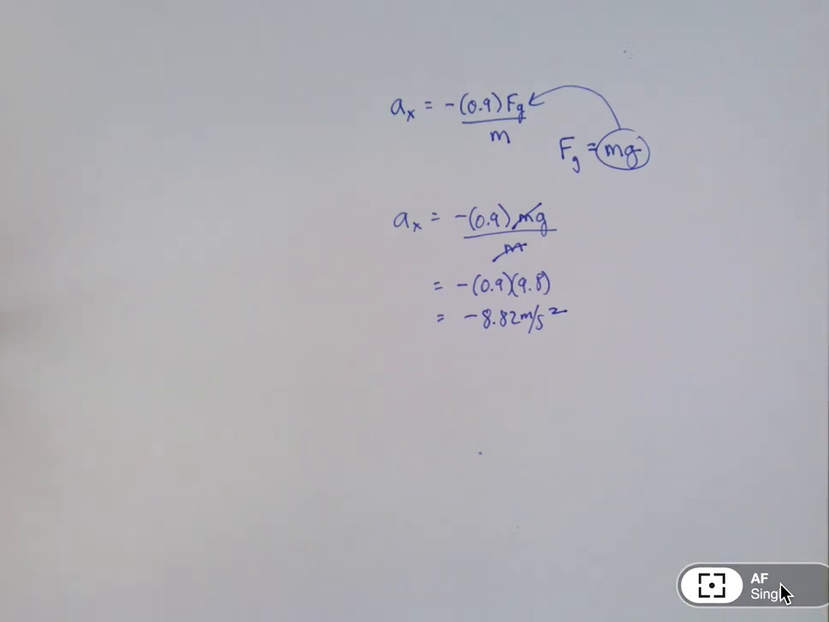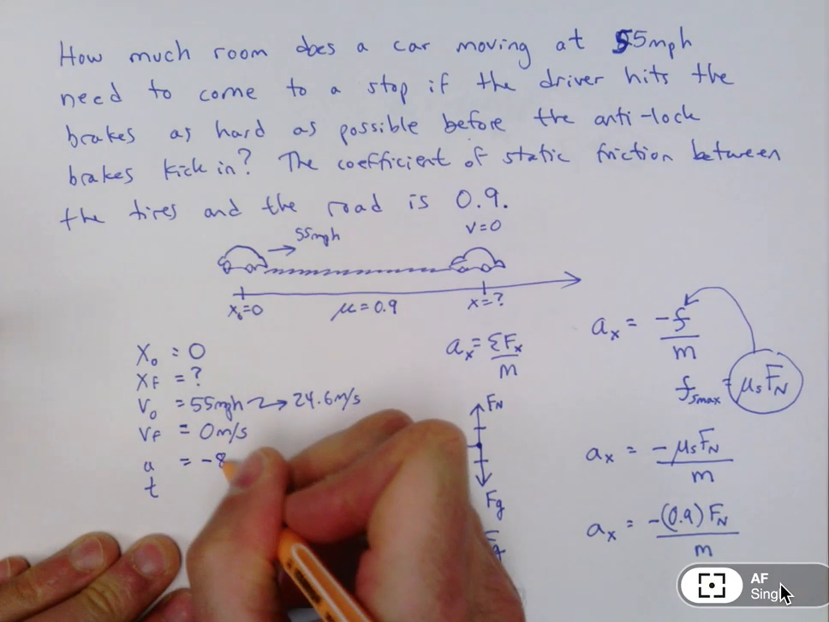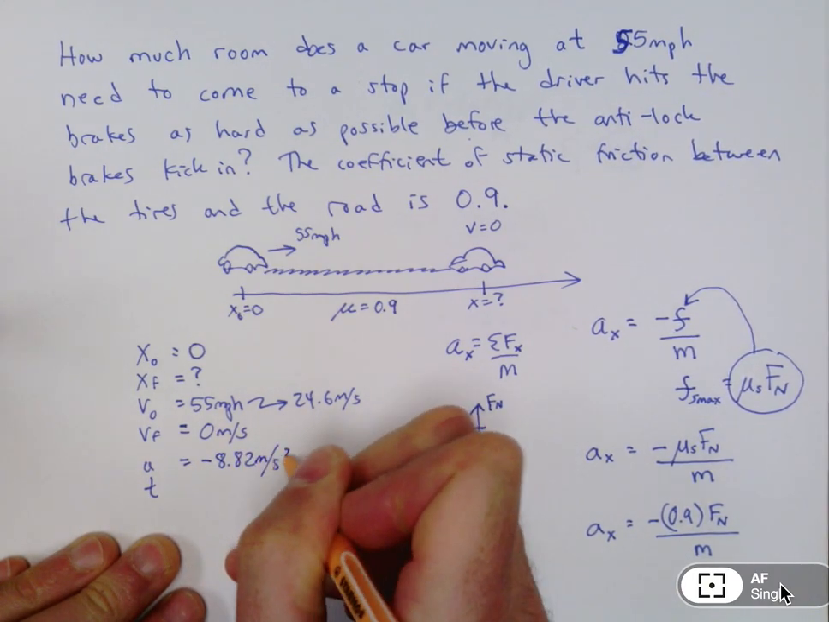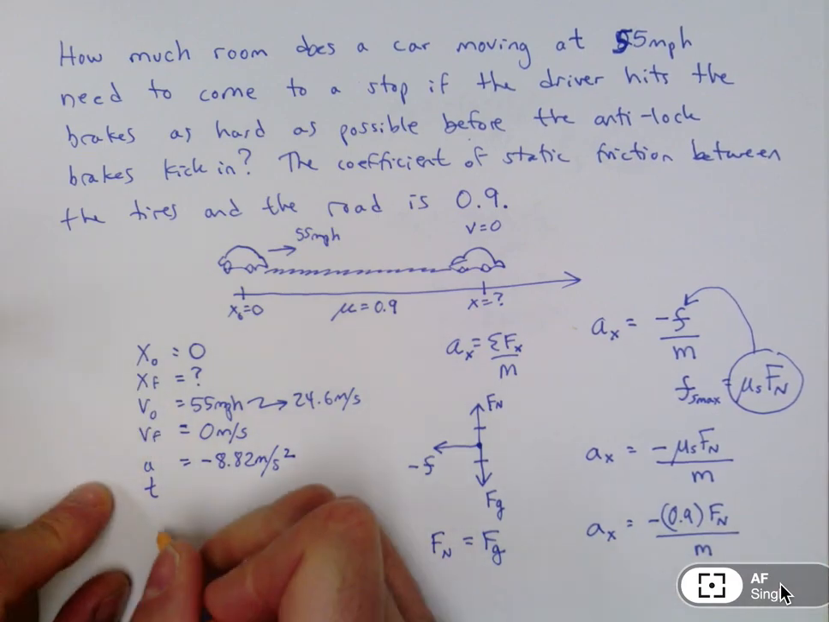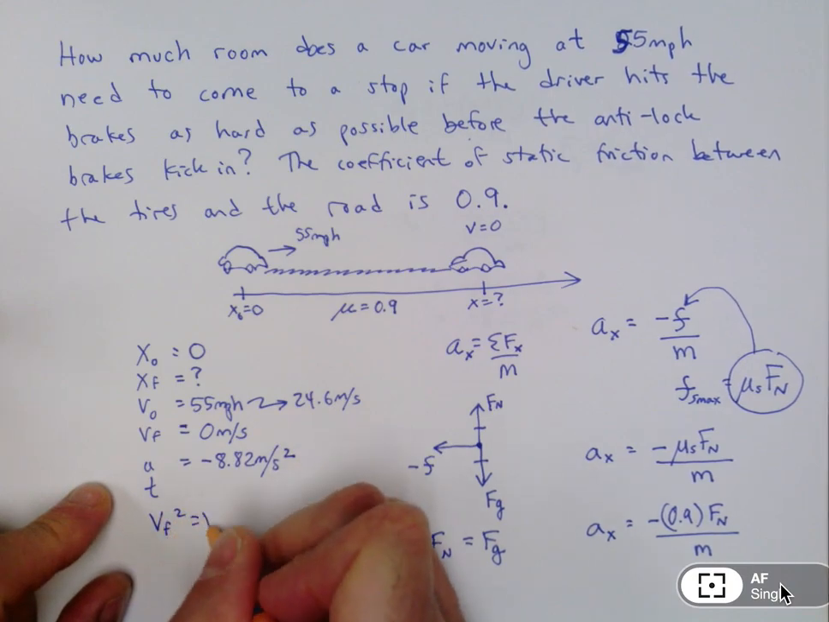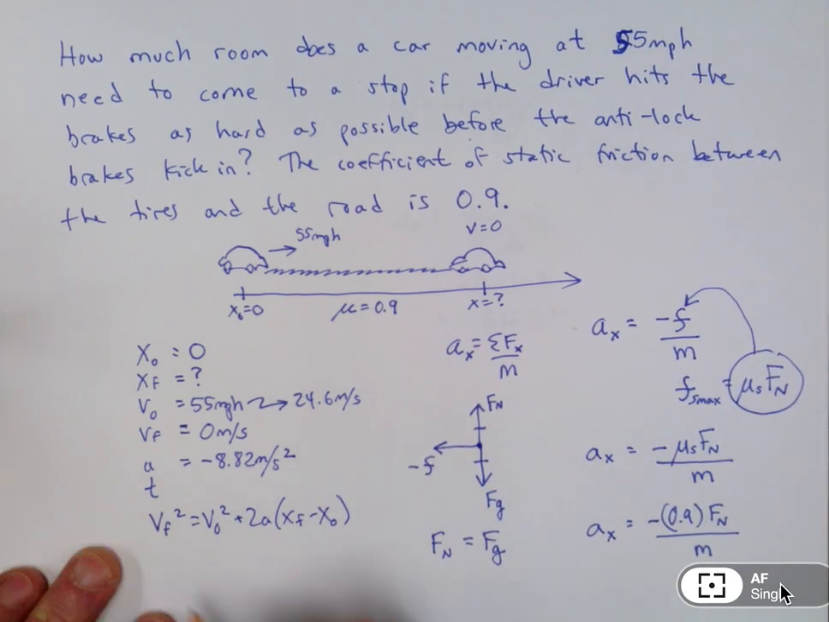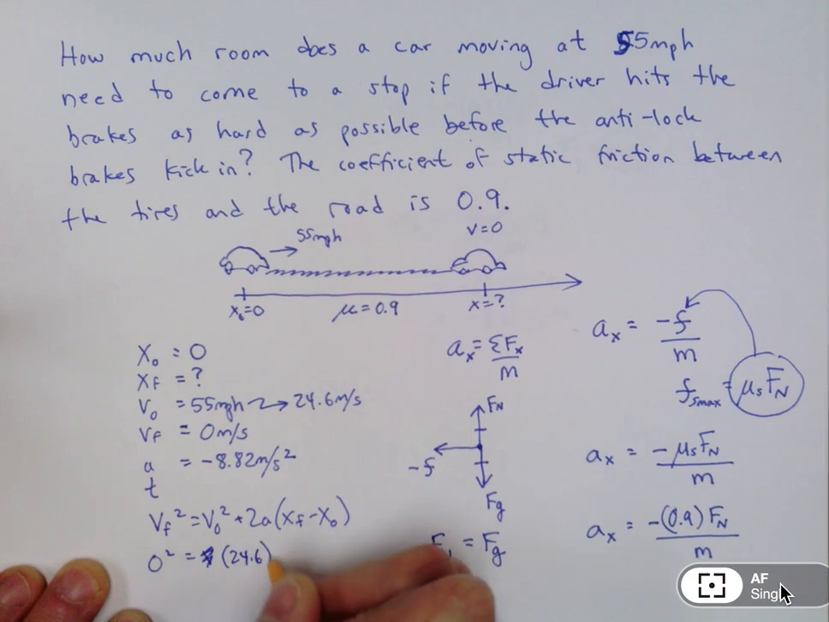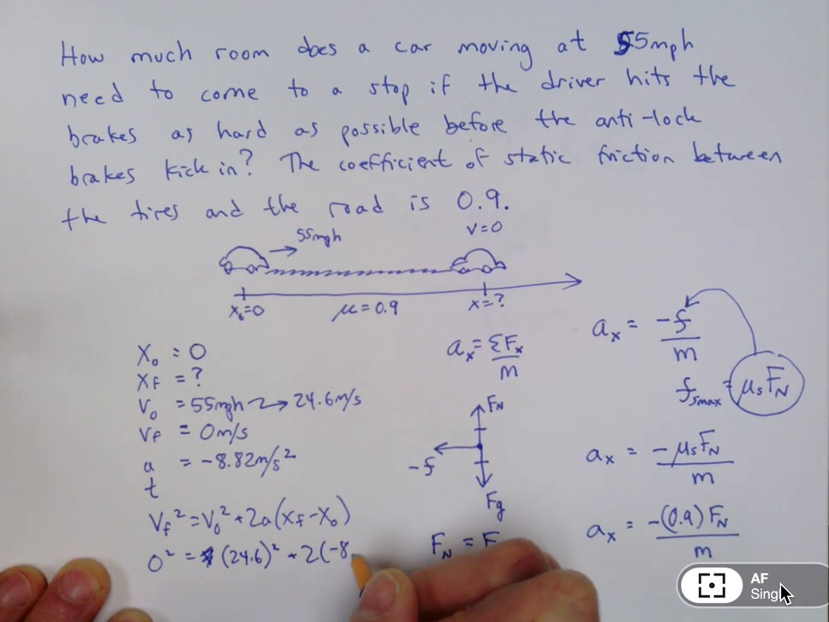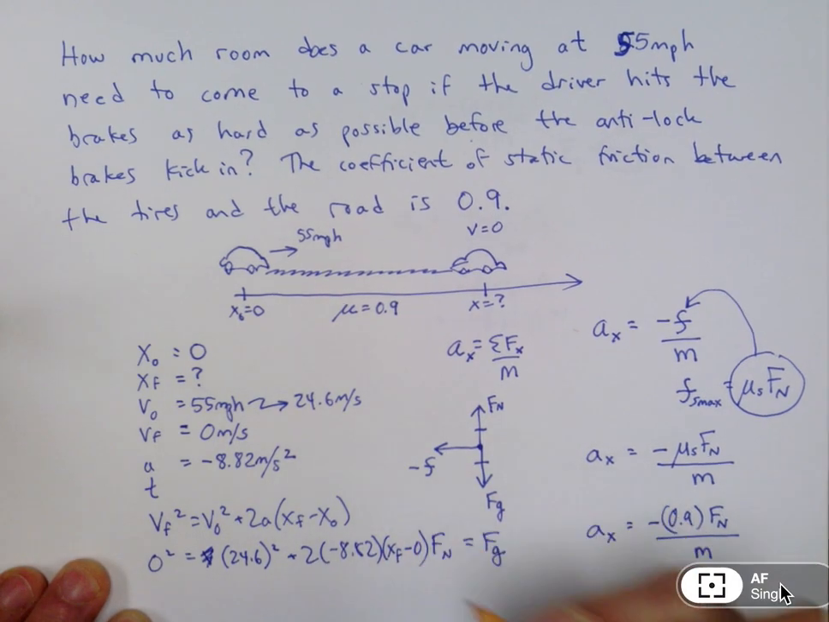So now I can go back to my motion data table with that knowledge that acceleration is negative 8.82 meters per second squared, and I can figure out what the final position will be using the equation that doesn't have time in it. Vf squared equals Vo squared plus 2a times xf minus xo. So we're going to do 0 squared equals Vo squared, which is 24.6 squared, plus 2 times negative 8.82 times xf, which is what we're looking for, minus 0.